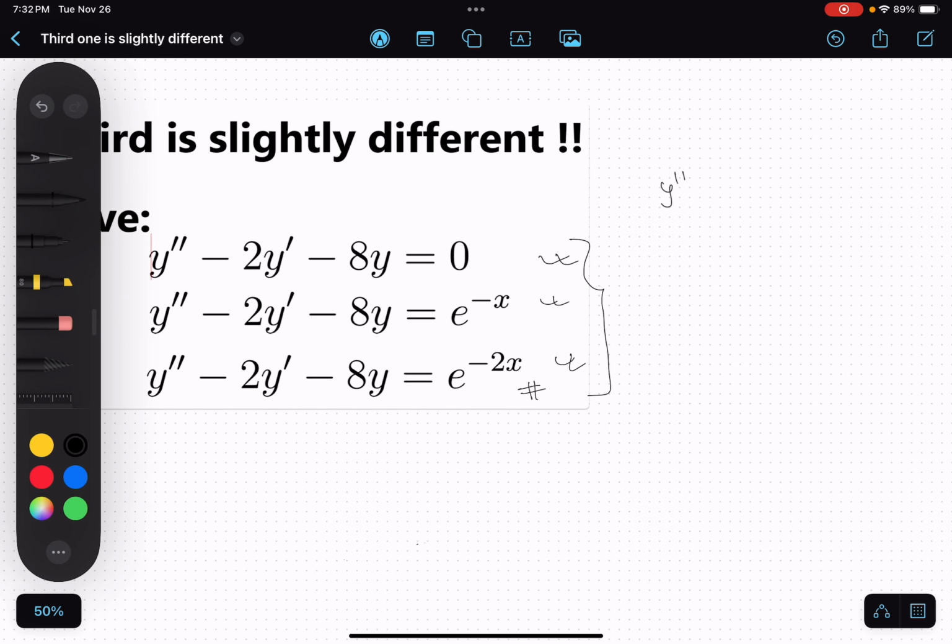Y double derivative. Over here, know that y is a function of x, and double derivative basically means dy by dx, and if it's double, then that's d square y by dx square. Single derivative, double derivative. Okay. So we want to solve this differential equation, right? For this one, we want to find the function y which satisfies this equation.